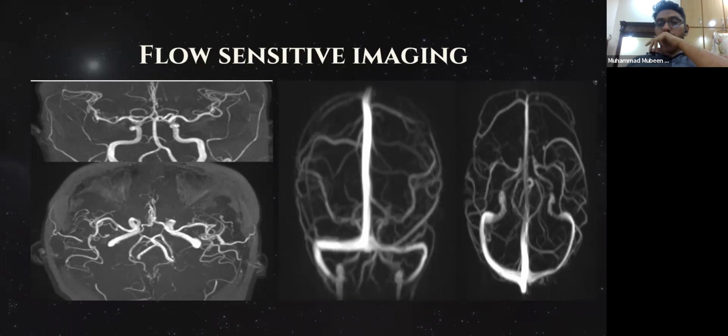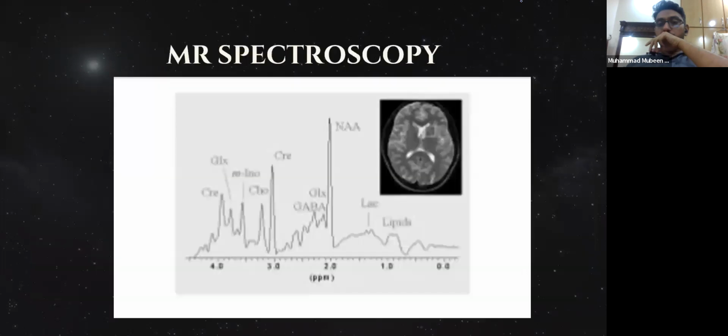It uses the flow of the blood to create time of flight images of the different vessels of the brain. These are routinely performed and they depict different kinds of pathologies.